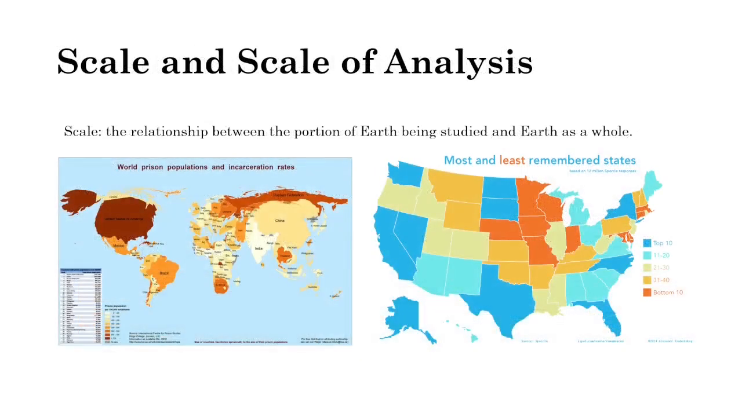So now we're going to talk about scale of analysis. So we've already talked about scale, which is the relationship between the portion of Earth being studied and Earth as a whole. So if we look at a map of the world, like the one on the left, we're looking at a global scale. But if we're looking at a map of a particular country, like the United States, we're looking at a national or a country scale. If we were looking at a map of Europe, we would be looking at a continental scale.